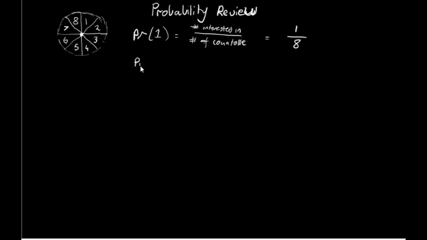Another one I could be interested in is an even number. Again, the number I'm interested in over the number of countable outcomes in total. Same spinner, there are 8 possible outcomes in total, and I'm after an even number. Well, that could be a 2, a 4, a 6, or an 8. So there's 4, so I have 4 over 8. I can leave it like that or simplify as a half.